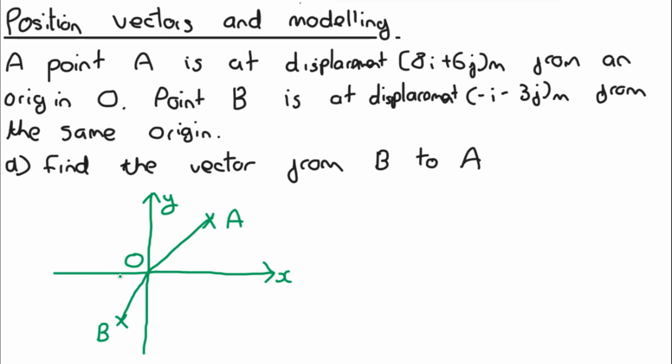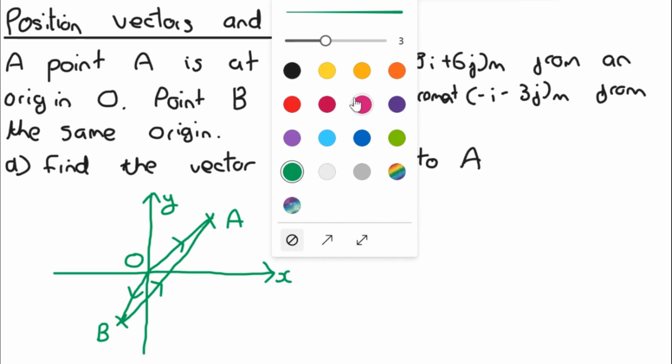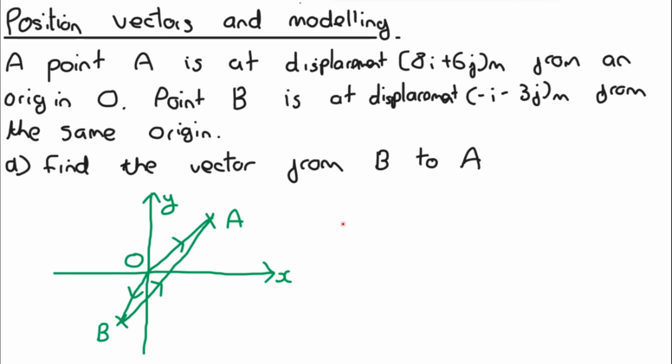And we need to find the vector. Let's draw the arrows in before I forget. We need to find the vector from B to A, so this is going to be this vector here. This is a horrible diagram, but hopefully it's good enough. Find the vector from B to A, so it's going to be like this. So what we need to do is to find BA. It specifically says from B to A, so we need to find BA.